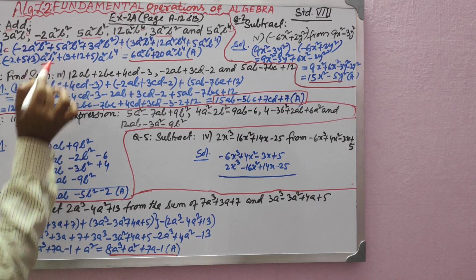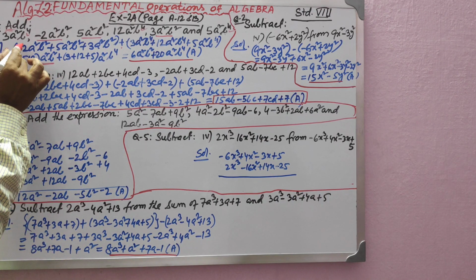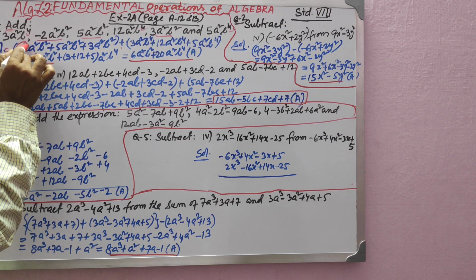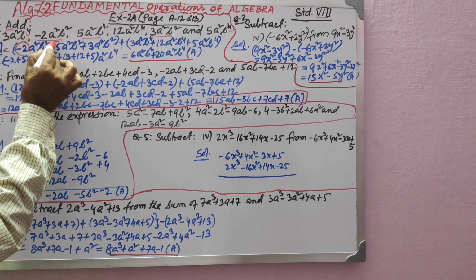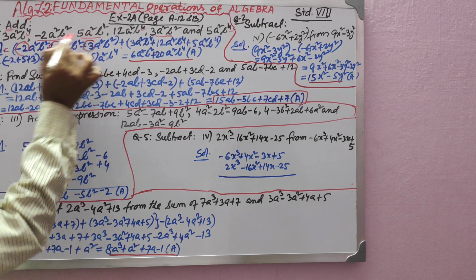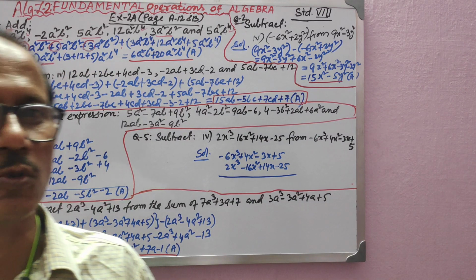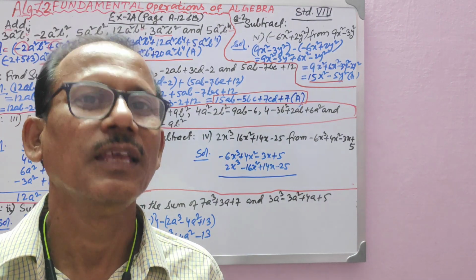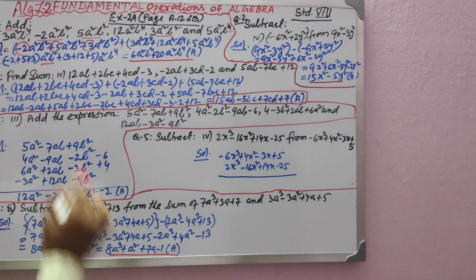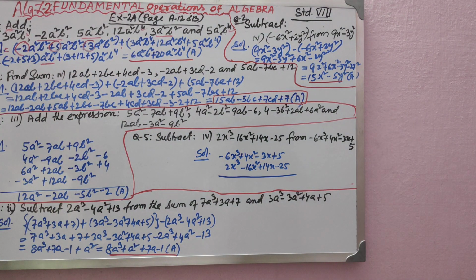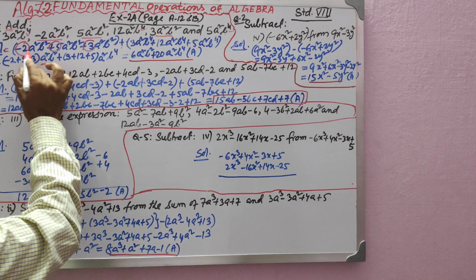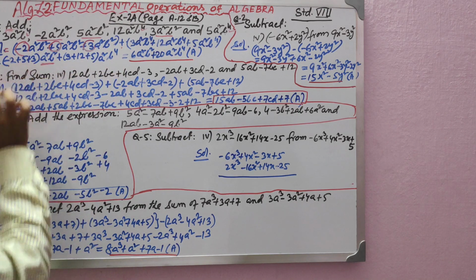a square b square I have kept it, and then all the numerical part. Here the numerical coefficient is -2, here is +5, and here is +3. -2 +5 +3, this is what you need to do. What will it be? 8 - 2, 6. 6 a square b square it will be. Could you understand? Addition of all these things will be 6 a square b square.